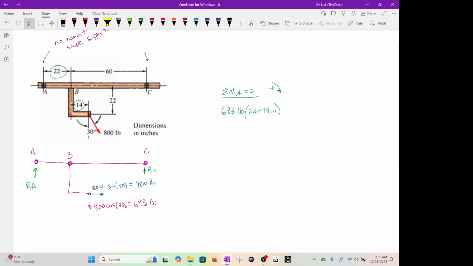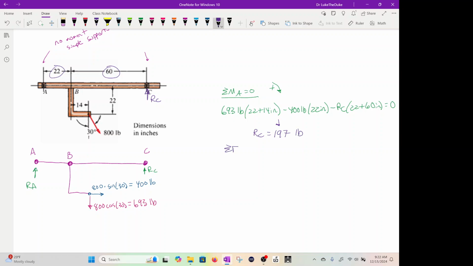Then we have minus 400 pounds times 22 inches, because this 400 pounds is acting 22 inches away from point A. And then we have minus RC times 22 plus 60 inches, and that's set to 0. There's a reaction here, RC, and that's 60 plus 22. So when you do the math, RC becomes 197 pounds.